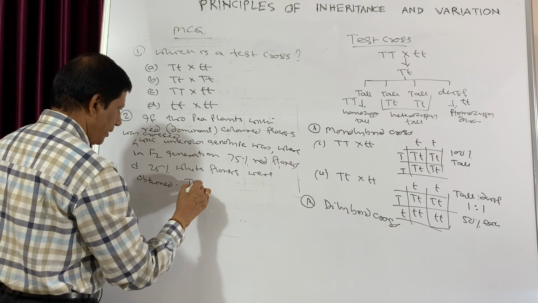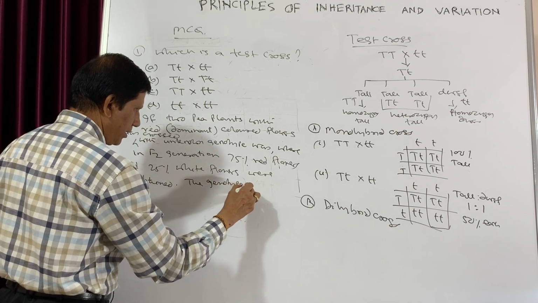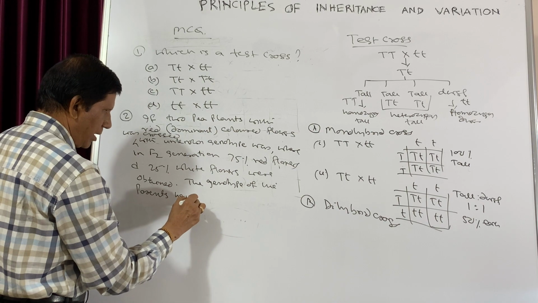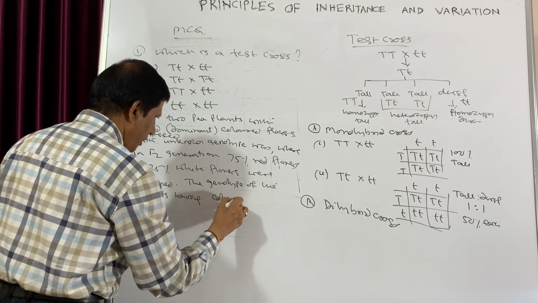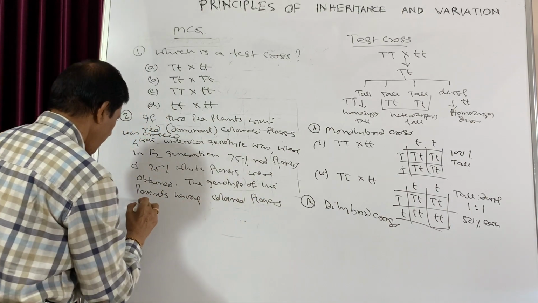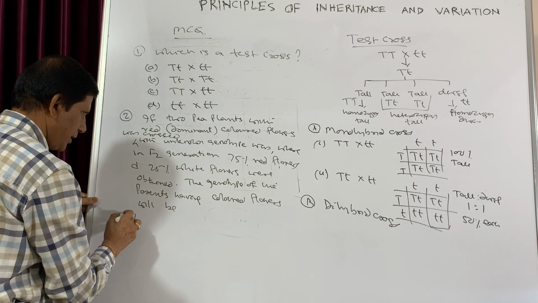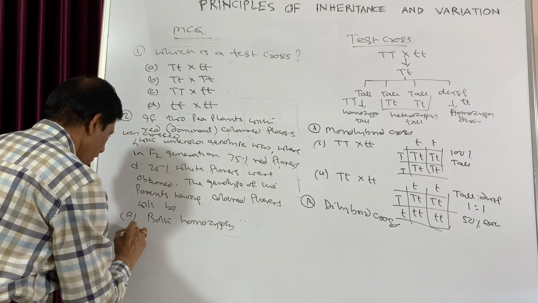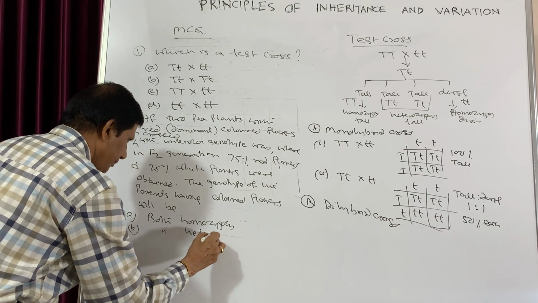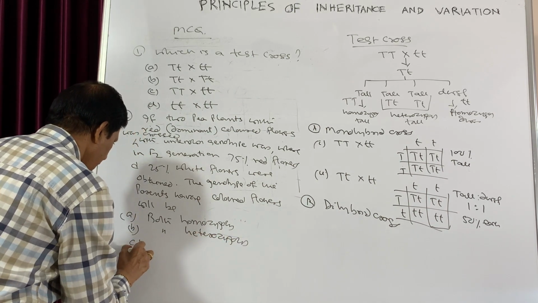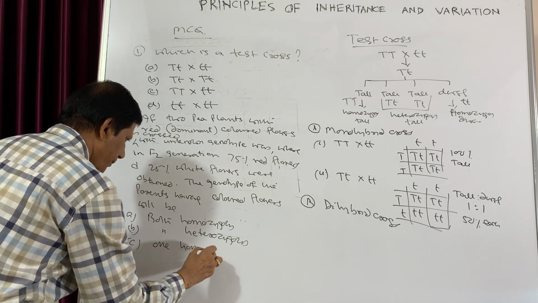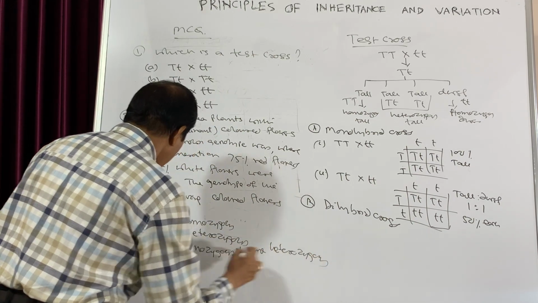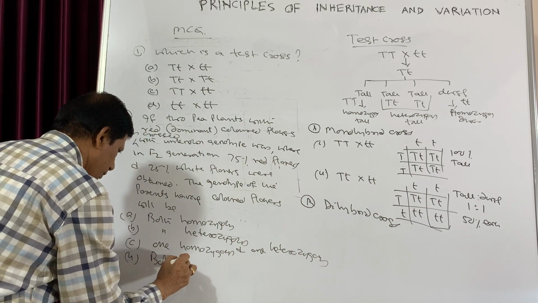then the genotype of the parents having colored flowers will be: first choice, both homozygous; second choice, both heterozygous; third choice, one homozygous and one heterozygous; and the fourth choice, both hemizygous.